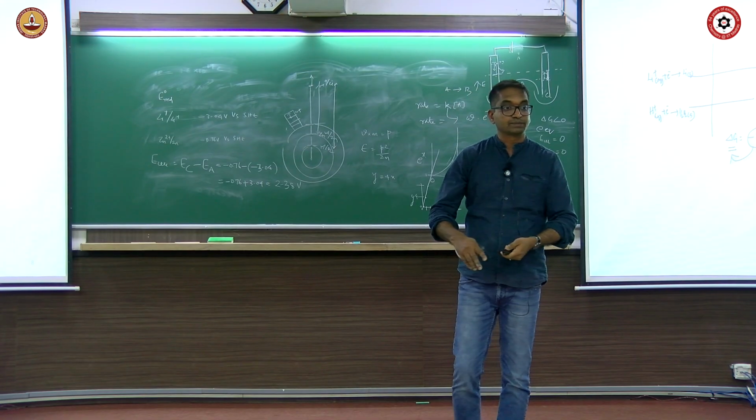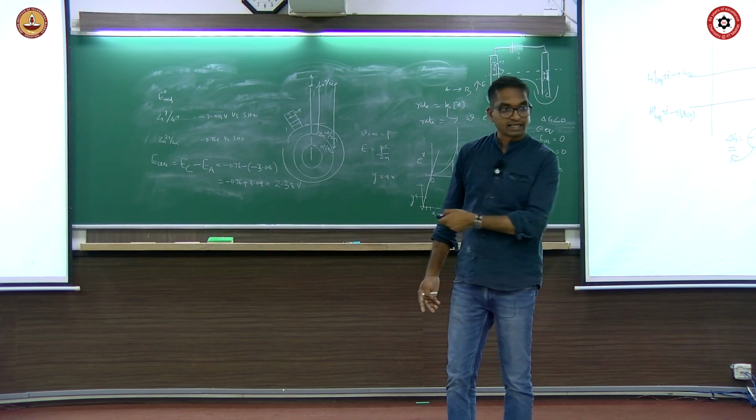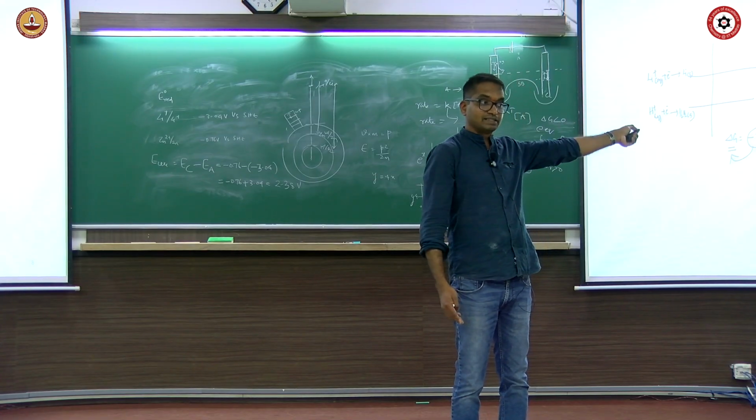Why volt? Because now I am expressing in potential. Earlier it was expressed in energy. This is in the potential scale. And this is 0 volt, this is 3.2 volt. This is what I have given in the electrochemical series.